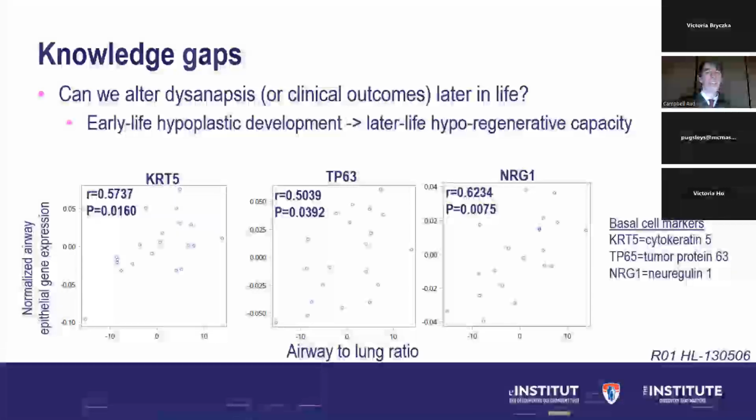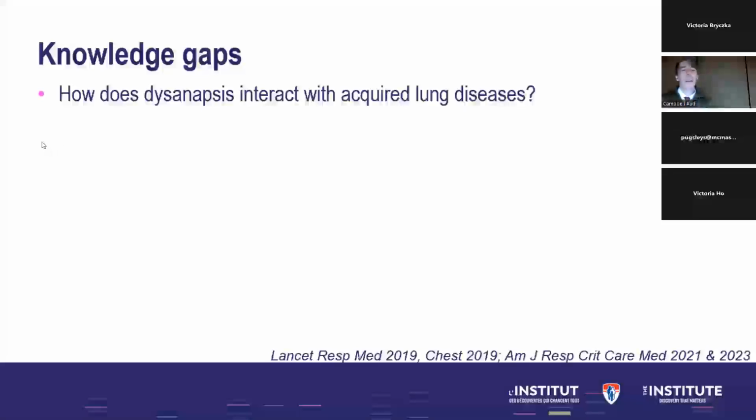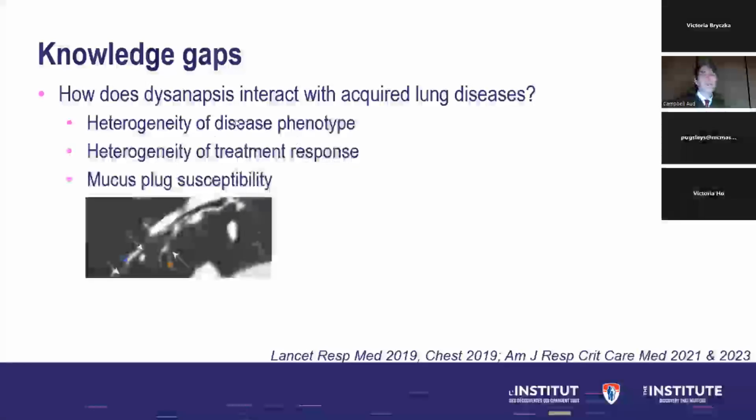Aerosolized basal progenitor cells to boost your airway tree. But I think most immediate in terms of clinical relevance is an understanding, for both the clinicians and perhaps even our patients, of why their disease course is the way it is, or why it might be. So heterogeneity of disease phenotype, heterogeneity of treatment response, and I can't not mention mucus plugs, but susceptibility to mucus plugs with respect to these small airways or big airways.